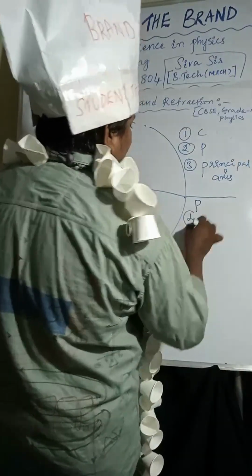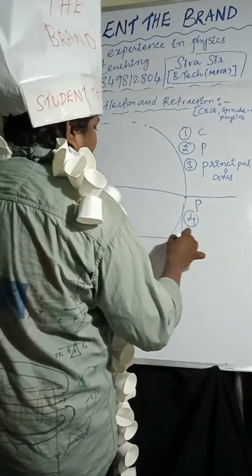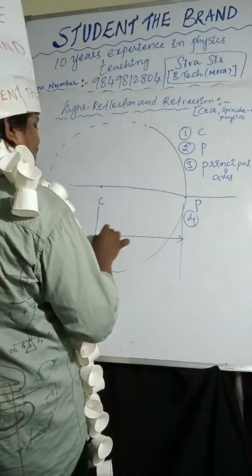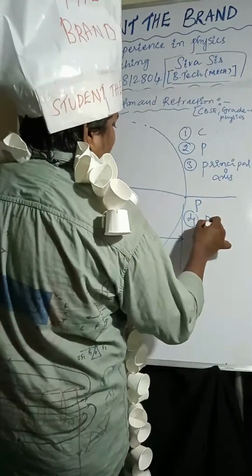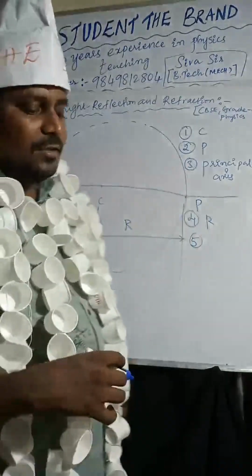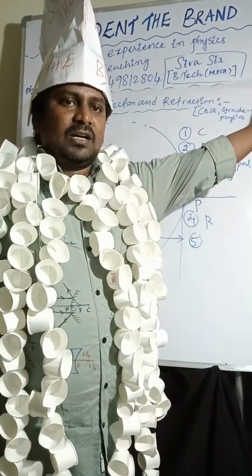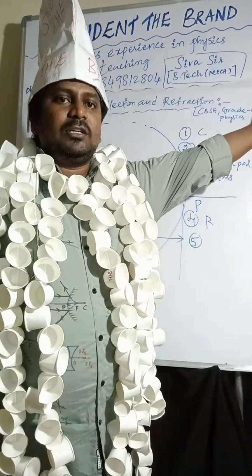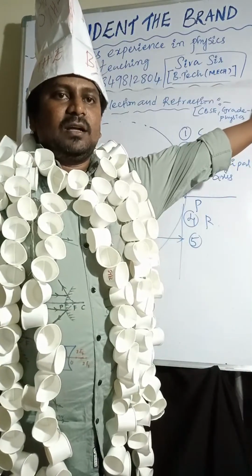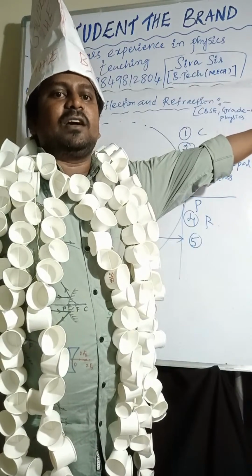Coming to the fourth one, the distance between the center of curvature and the pole is called the radius of curvature.